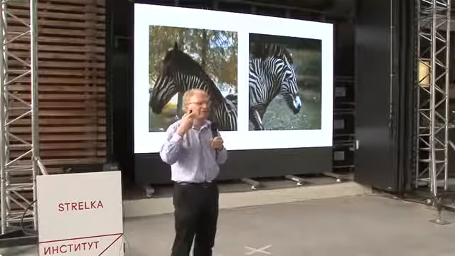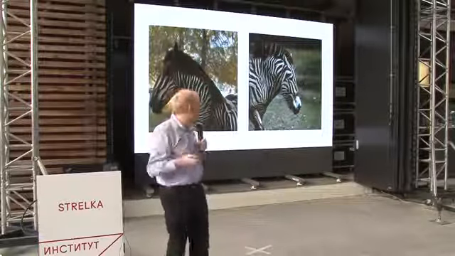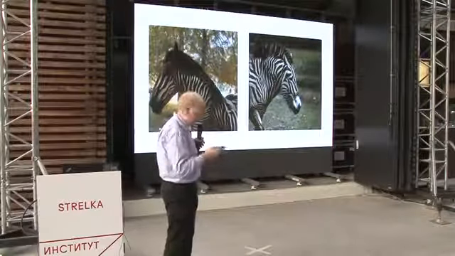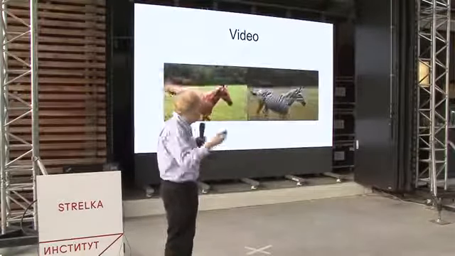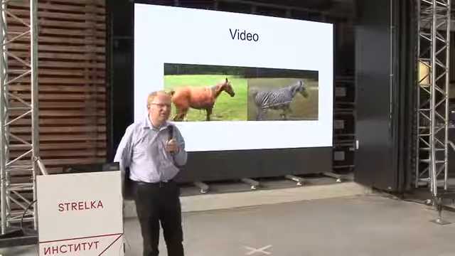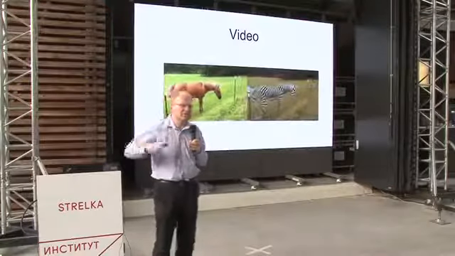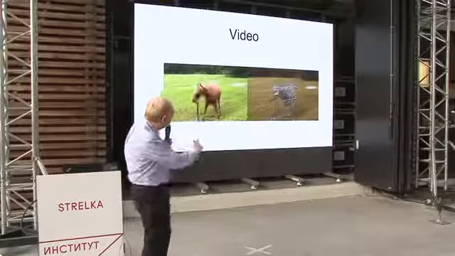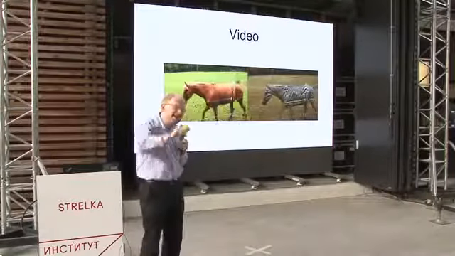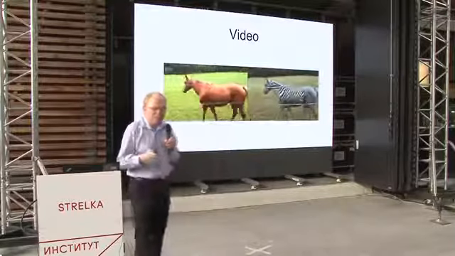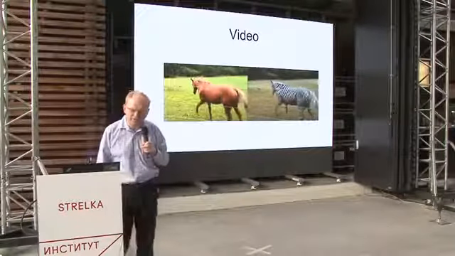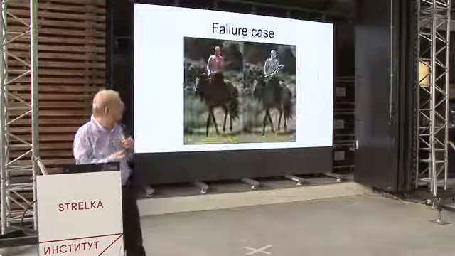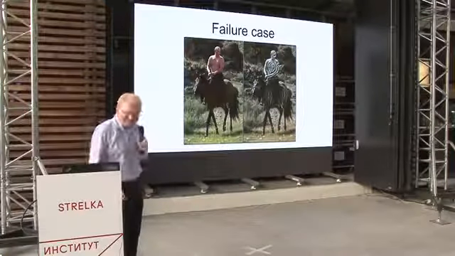It also kind of realizes that the background needs to be more yellow when it's a zebra than when it's a horse. We also ran it on a video, basically just one image at a time, no continuity at all, and it seems to work reasonably well, although you can see that the stripes are kind of sliding a little bit. But this is basically no spatial continuity at all. And even the failure cases are kind of funny.